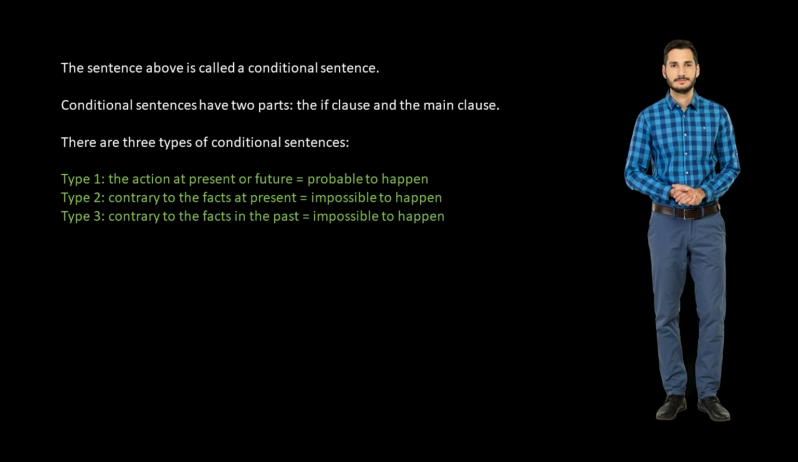The sentence above is called a conditional sentence. Conditional sentences have two parts: the if clause and the main clause. There are three types of conditional sentences. Type 1. The action, at present or future, is probable to happen. Type 2. Contrary to the facts, at present, is impossible to happen. Type 3. Contrary to the facts, in the past, is impossible to happen.